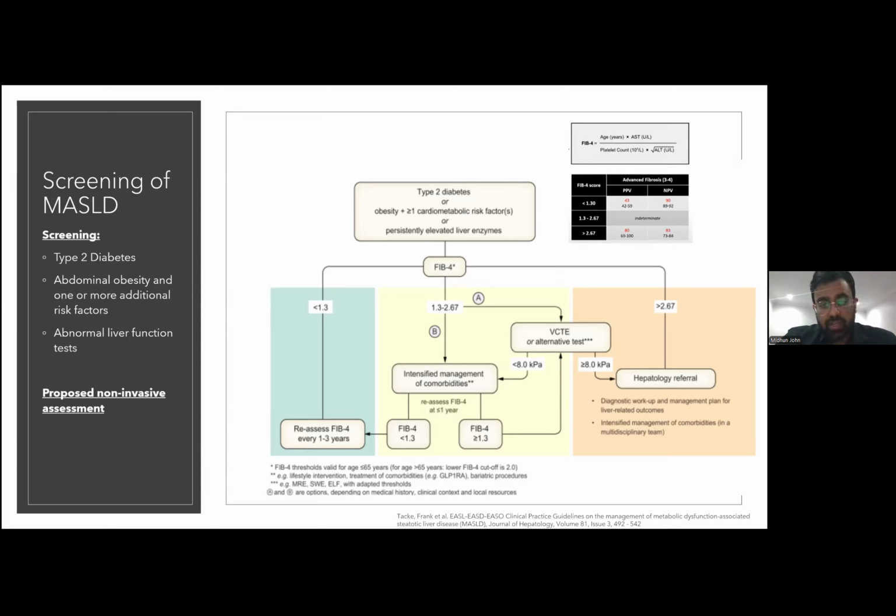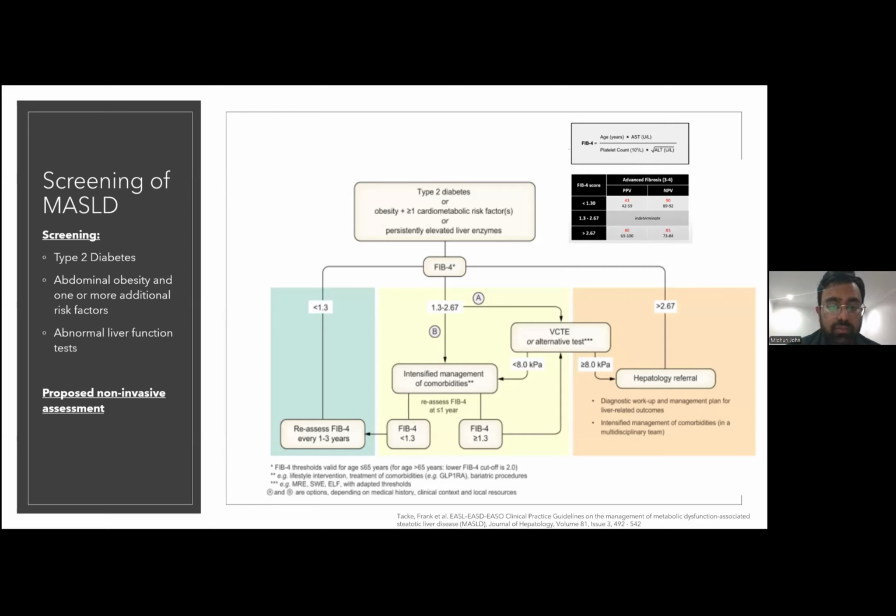One thing I would like to mention is that with the FIB-4 score, this value of 1.3 actually increases to about 2 if you're over the age of 65. So that's just something to take note of. When you're less than 1.3, you are low risk. If you are between 1.3 and 2.67, you are deemed a moderate risk. And more than 2.67 puts you at a high risk.